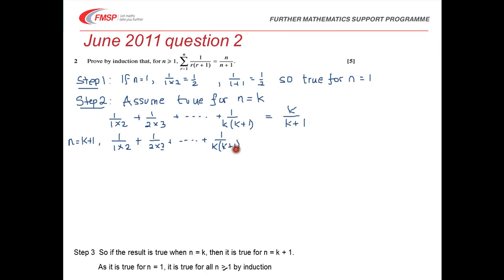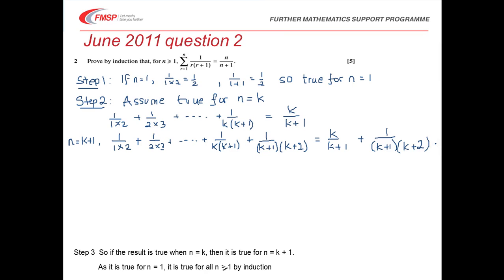We're going to have this extra term. So everywhere we have a k, we'll replace it by k plus 1. So that will become k plus 1, and k plus 1 will become k plus 2. And if we've added it on to the left, then we need to add it on to the right. So we'll add it on to the right as well. So we haven't changed anything, we're just now looking at the case where n equals k plus 1.